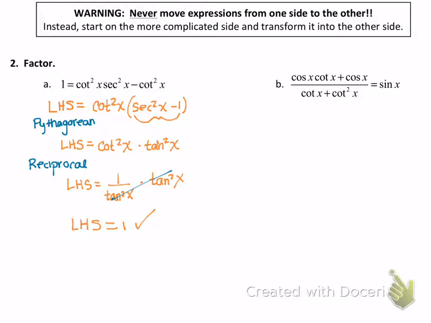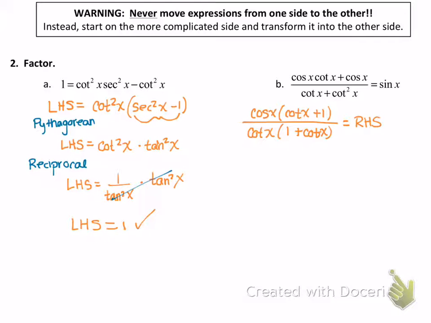For B, we can actually factor out on the numerator and on the denominator. Again, the right-hand side looks less complicated, so that's what we're going to set it equal to. In the numerator, I'm going to take out cosine of x, and I'm going to be left with cotangent plus 1. And I can take out cotangent on the denominator, and I'm going to be left with, oh, nope, 1 plus cotangent of x equal to my right-hand side.